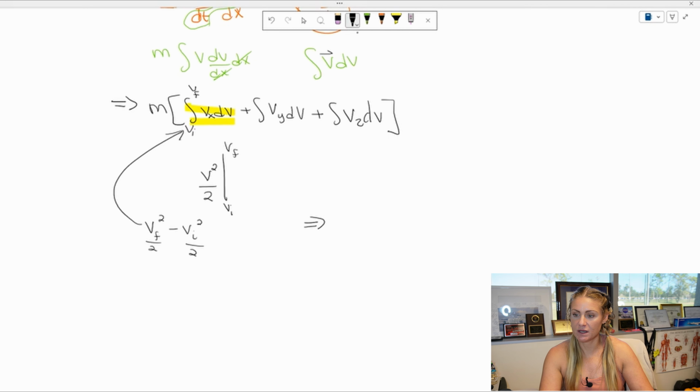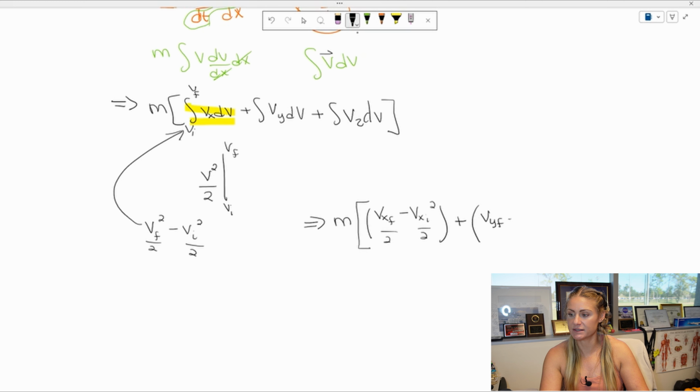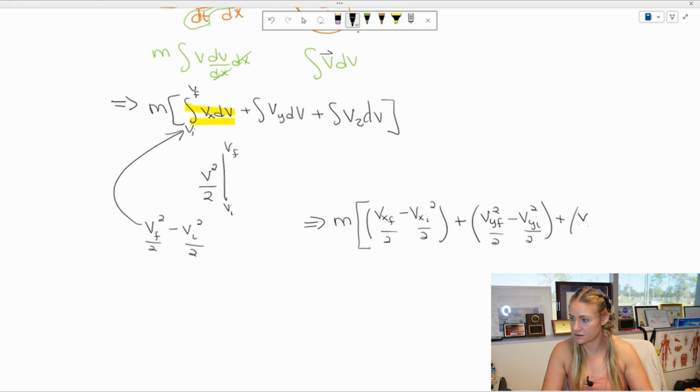So my equation becomes m times (vx final squared minus vx initial squared) divided by 2, plus (vy final squared minus vy initial squared) divided by 2, plus (vz final squared minus vz initial squared) divided by 2. In the next step, I want to group all of the finals and then all of the initials.